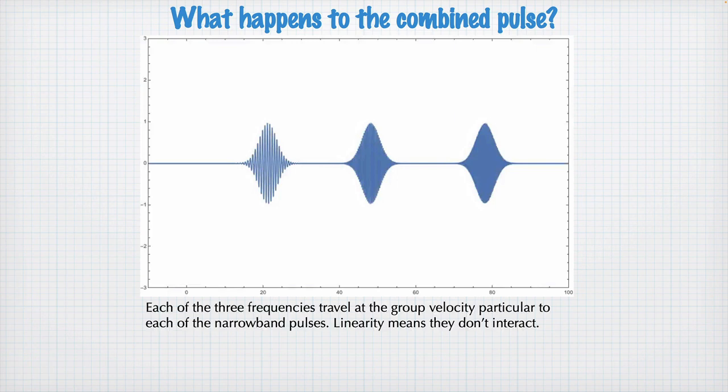Now, it's important here that linearity means that these things don't interact with each other, they just separate. So the pulses don't affect each other, they propagate just as they would have propagated without the other pulses present.